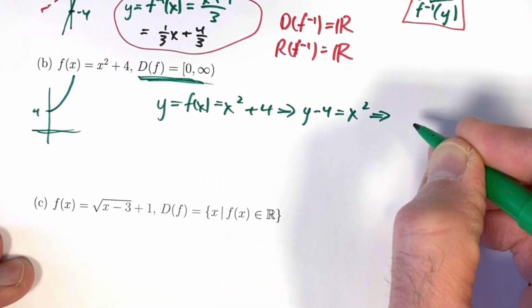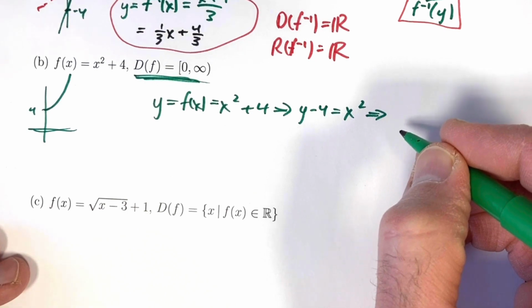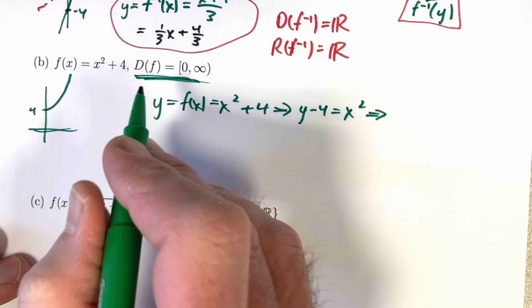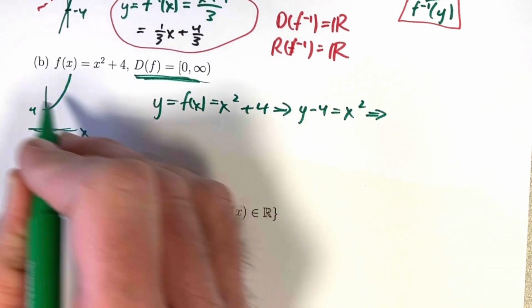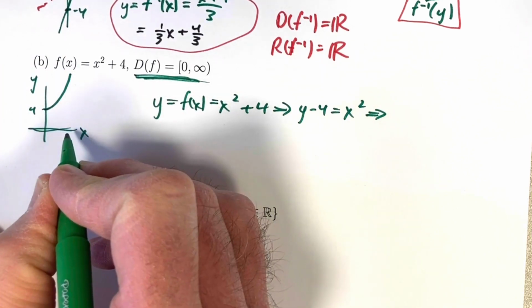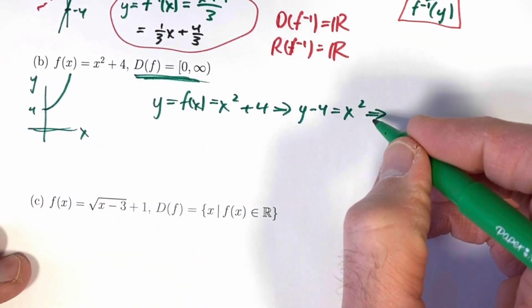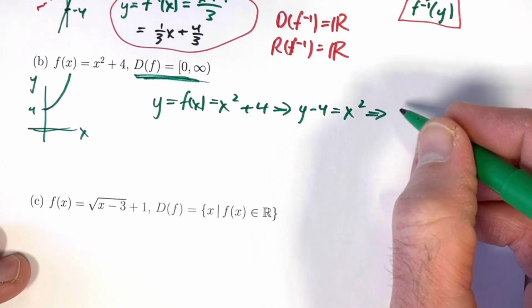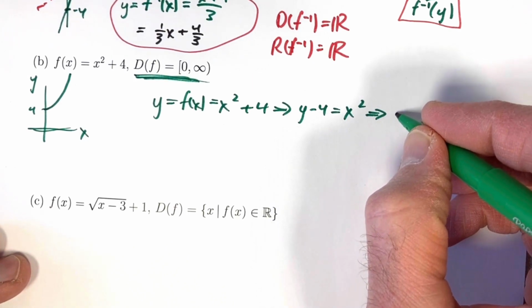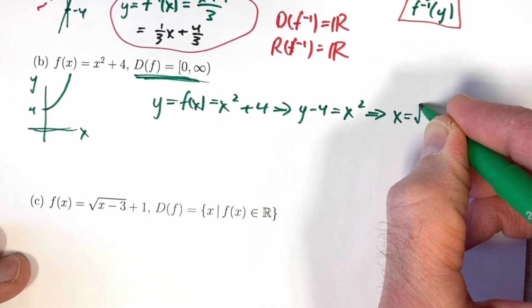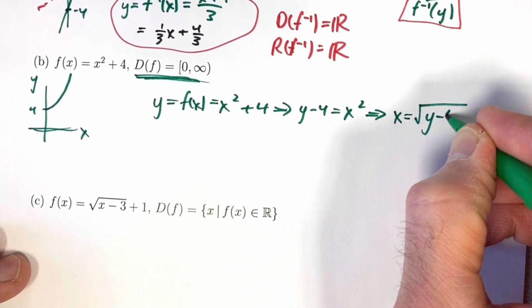Then, do I take the positive square root or the negative square root? Since the x values for the original function were greater than or equal to 0, I want these x values to be greater than or equal to 0. So that means I take the positive square root. x equals the positive square root of y minus 4.